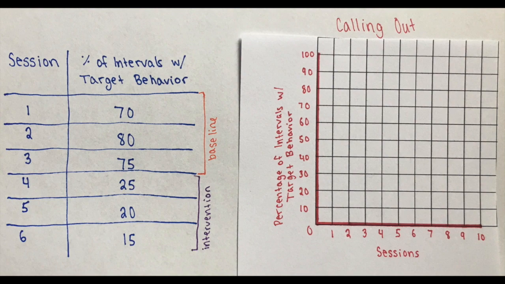Same thing for the x-axis, you want a title. You usually do sessions. You could also do dates or whatever fits your data. In this case, I did sessions. And then label however many sessions you have.